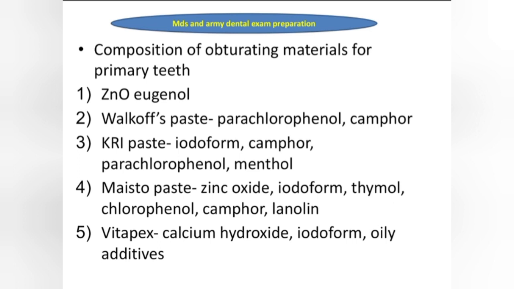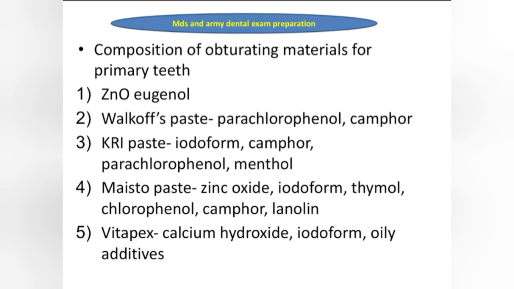Now I'll discuss the composition of obturating materials for primary teeth. The most common obturating material for primary teeth is zinc oxide eugenol. Several other obturating materials are used, and the composition is very important. Walkhoff's paste: parachlorophenol, camphor, menthol. KRI paste: iodoform, camphor, parachlorophenol, menthol. Maisto's paste: zinc oxide, iodoform, thymol, chlorophenol, camphor, and lanolin. Vitapex: calcium hydroxide, iodoform, oily additives.